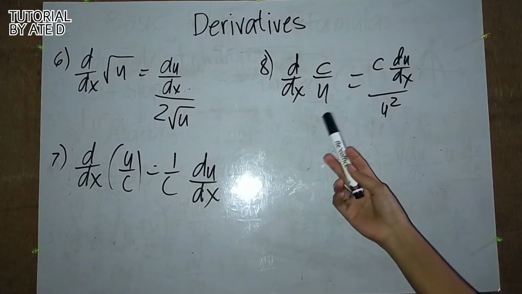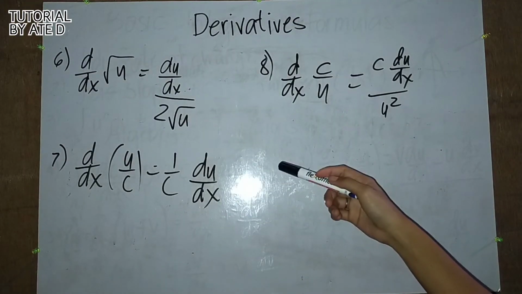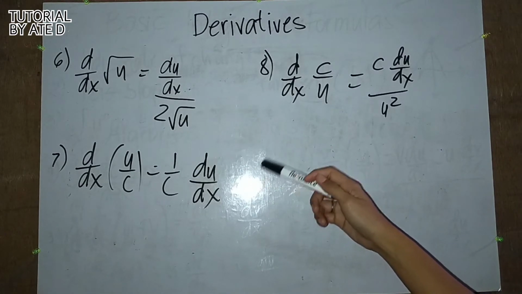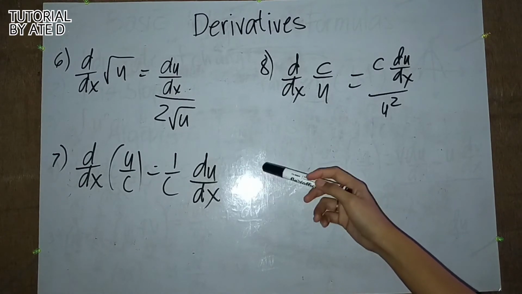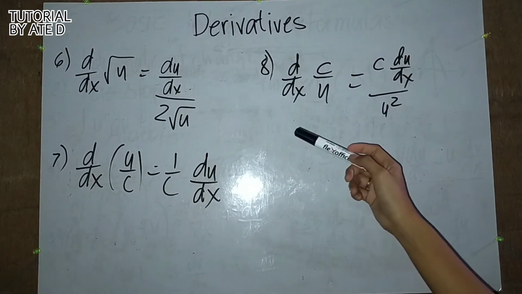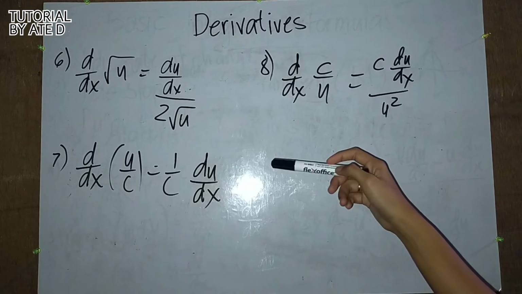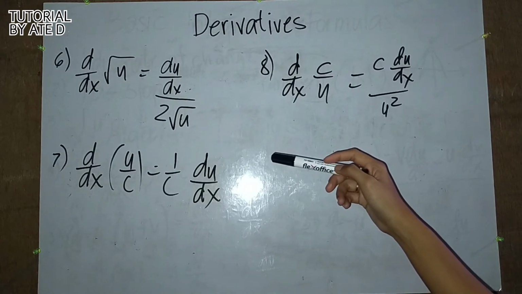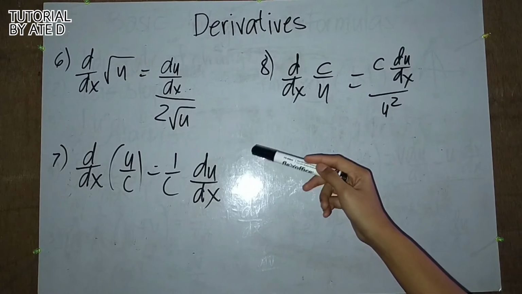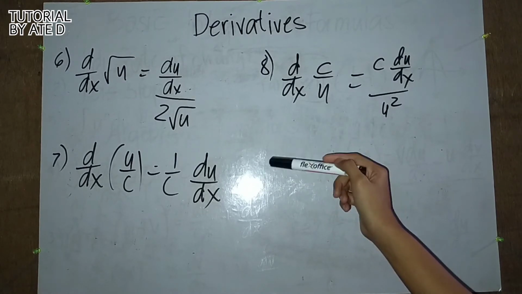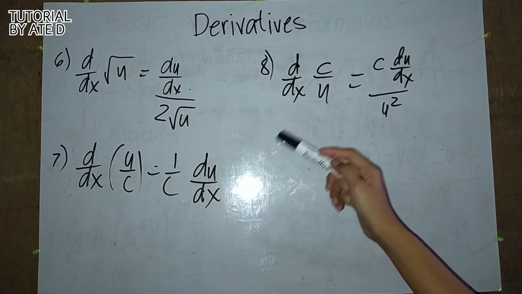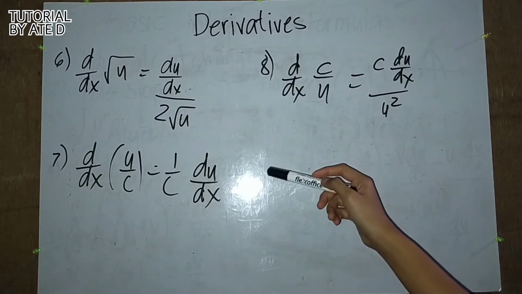So, ito yung additional 3 na formula or derivatives of a function. So, number 6, ito yung the derivative of square root of a function. Dito, sa formula, kukuhanin mo yung derivative ng nasa loob, meaning, i-disregard mo yung square root. Tapos, i-divide mo siya sa 2 multiplied by the square root of that function. Mamaya, ipapakita ko kung paano ito gawin para mas madaling maintindihan ninyo.